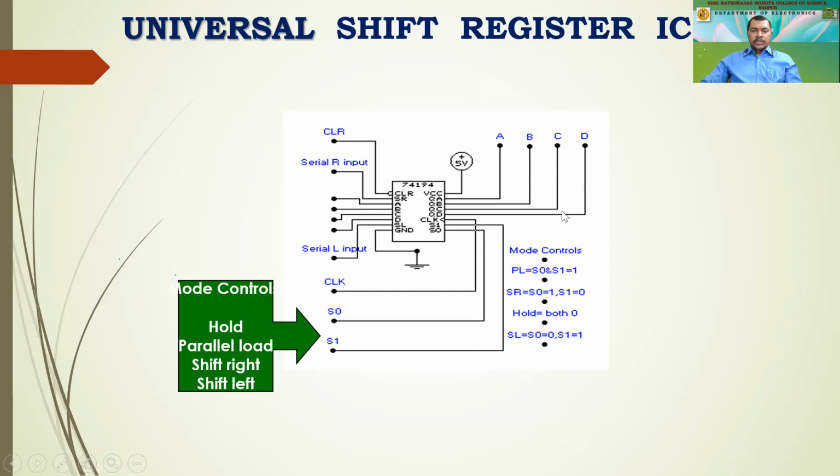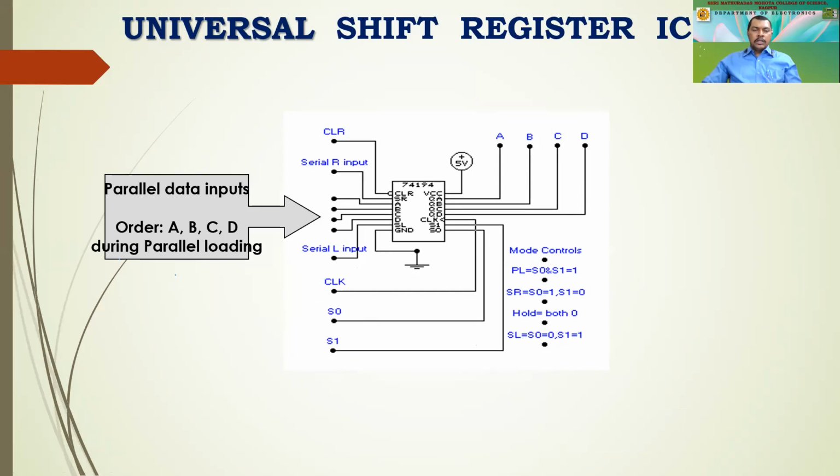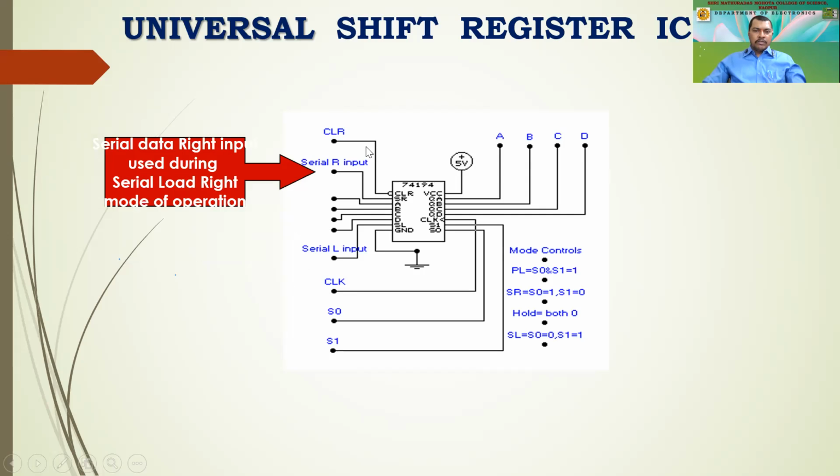And these are the outputs. These are the mode controls, S0 and S1, which control the status of the shift, whether it is right shift or left shift, right? And this is the clock input over here, very small. It will trigger from L to H, low to high. Then if you want to give parallel data, these four lines are there to give the parallel input data to this IC. Then this is a clear terminal, and this is the serial R input. So we can also give the serial input. So it has everything.